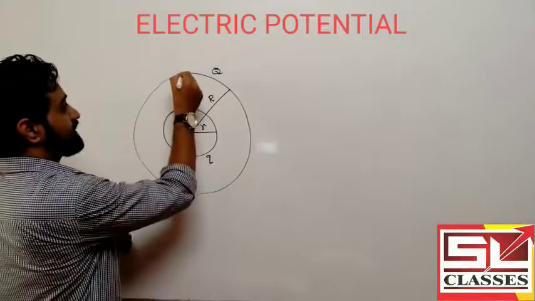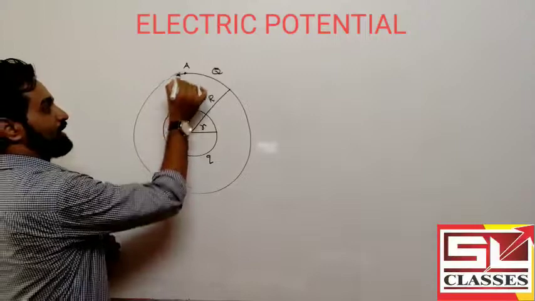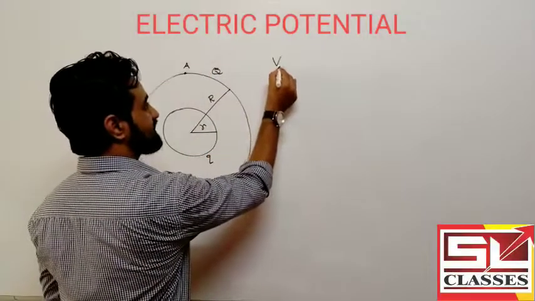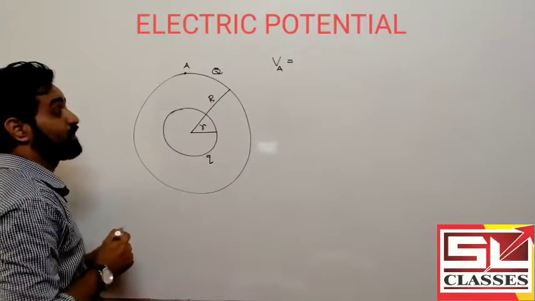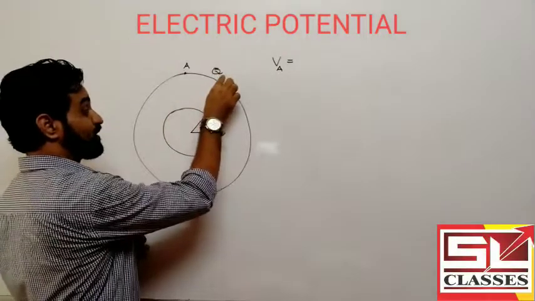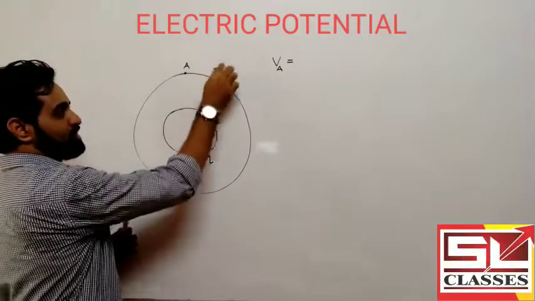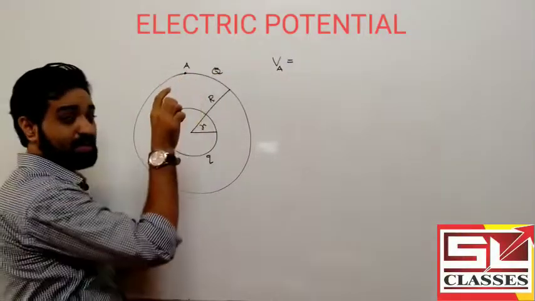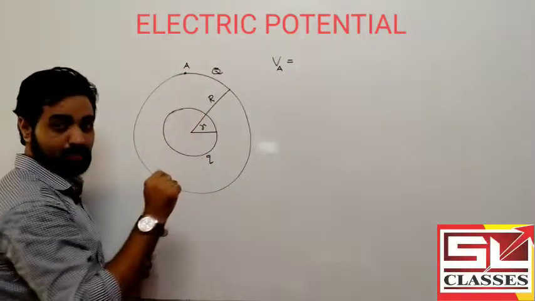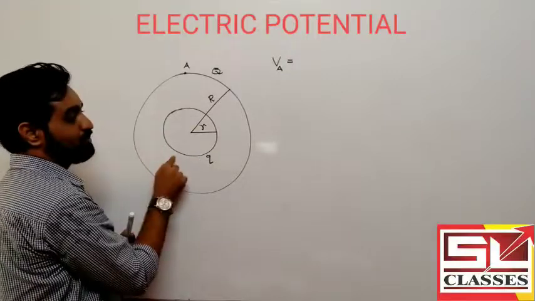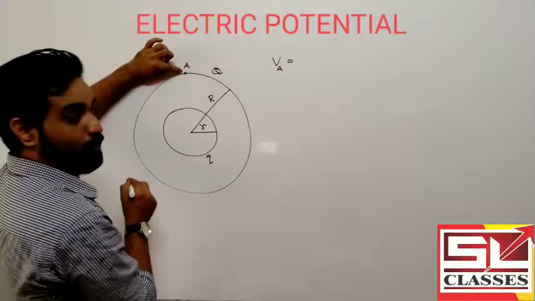So when we take this bigger sphere, take this point as A. At this point, what is the potential at A? At this point we have to calculate potential due to capital Q and potential due to small q. So for this capital Q, this point is a point on the surface of the bigger sphere, but for small q, when we consider this charge and consider this point.